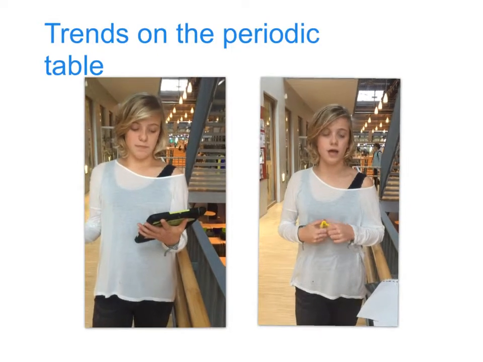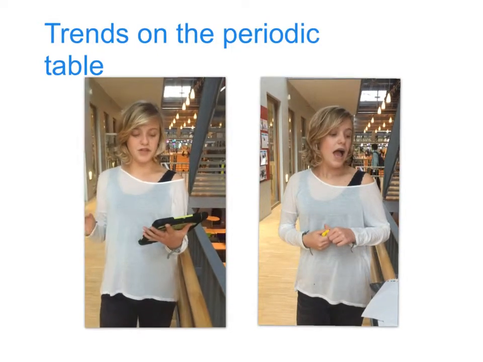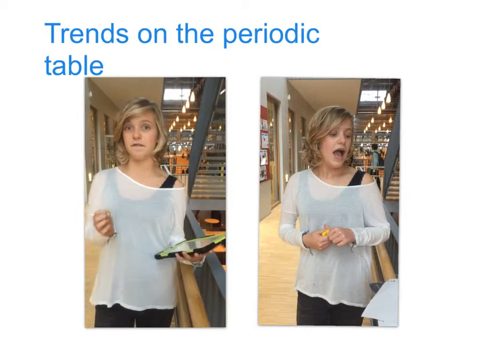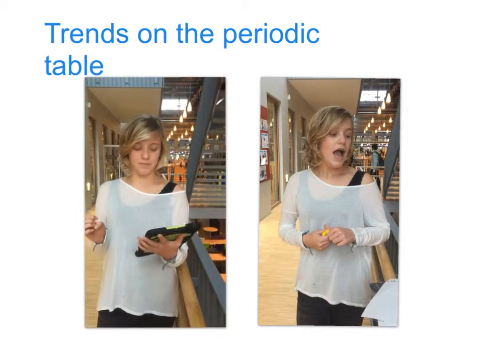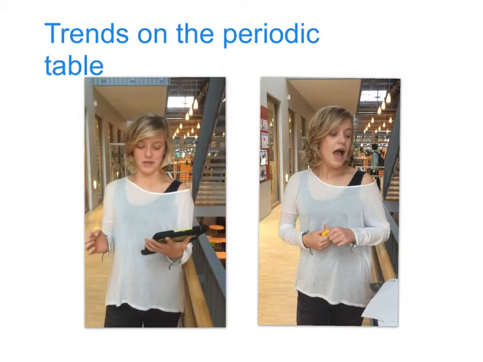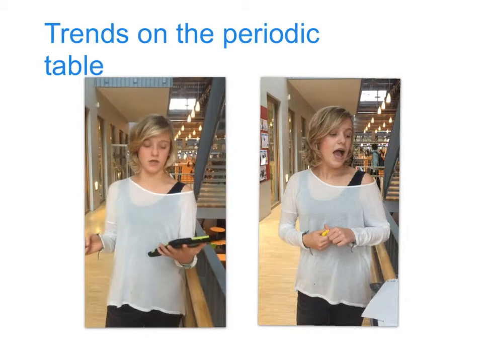When you look at the periodic table, you can see it has columns and rows. Each row is called a period. All of the elements in the first period have the same atomic orbitals. For example, every element in the first period has one atomic orbital. The second has two, and so on.